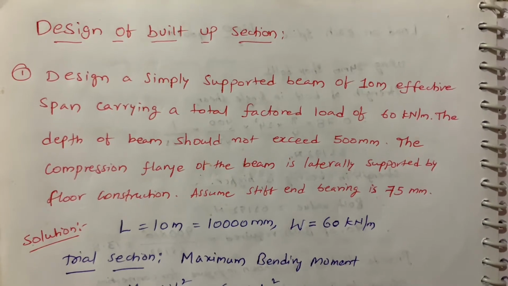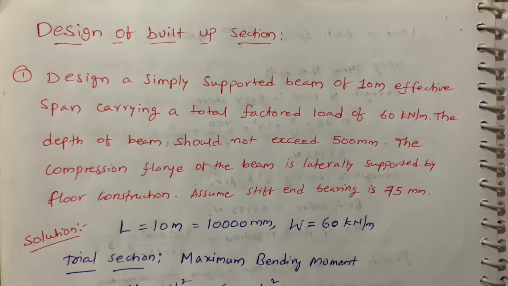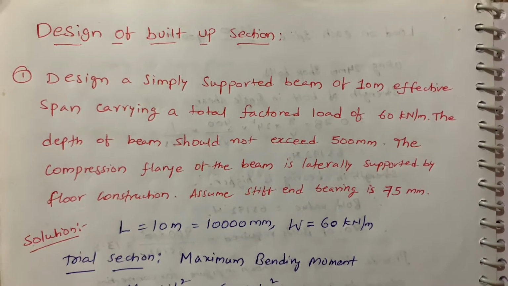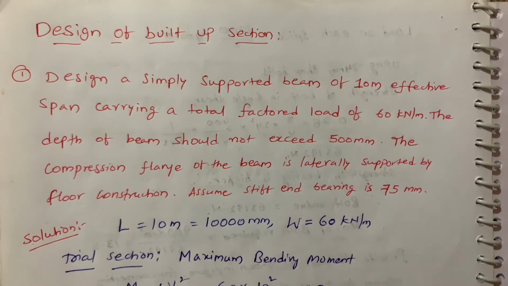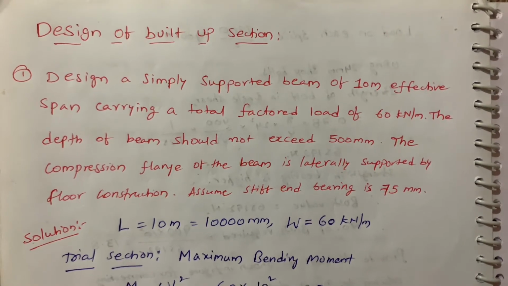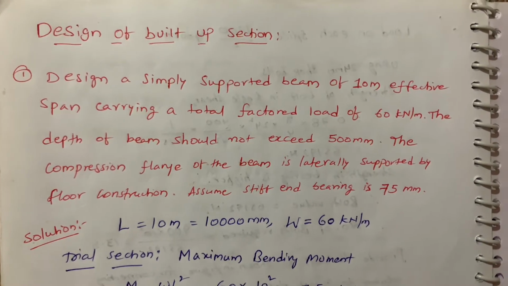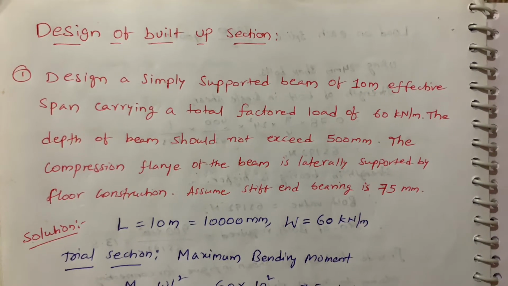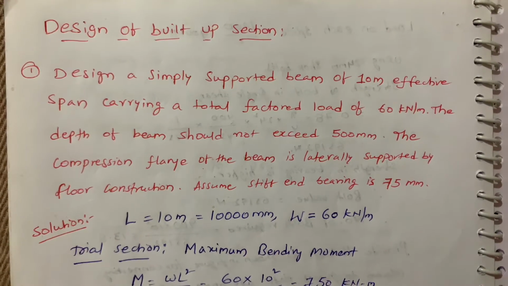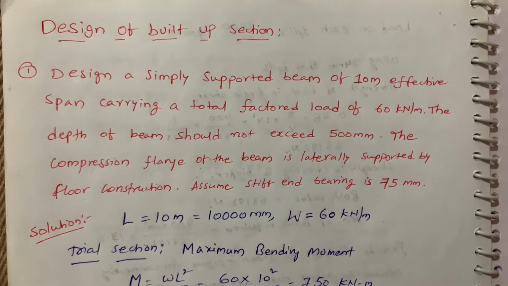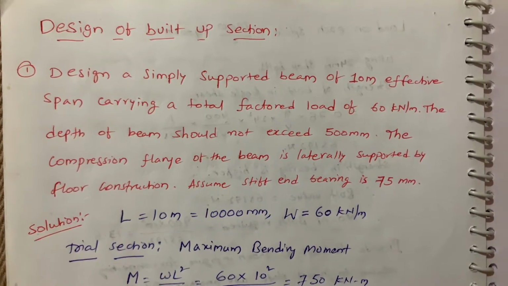Hello everyone. In this video, I'll explain the design of a built-up section in design of steel structures. So this is the example problem. A simply supported beam is given with 10 meters length and 60 kilonewton per meter factored load. The depth of the beam should not exceed 500 mm. This is laterally supported, and for this we are going to design a built-up section.